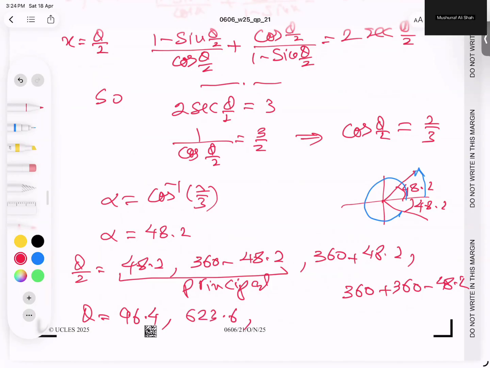I got 623.6. The third answer is 360 plus 48.2, and when I multiply by 2, I'm getting 816. Basically, these answers are crossing the limit. So no need to find these angles, but just for confirmation, I'm getting 1343.6. Ignore it, and these two answers are in our range. I hope the concept is clear, and we are getting 96.4 and 623.6, and we have to write to 1 dp.